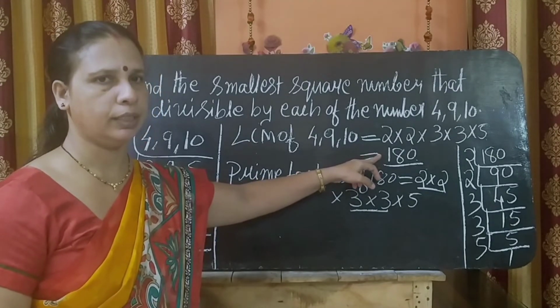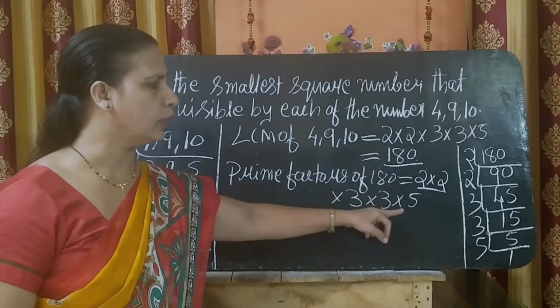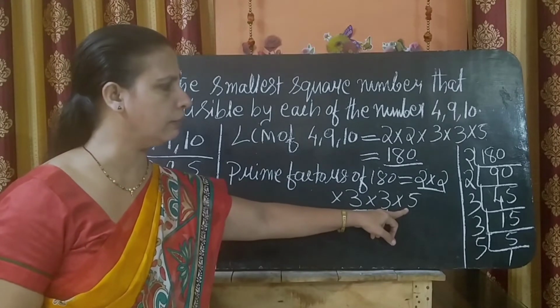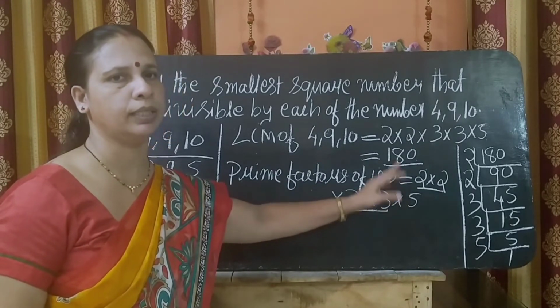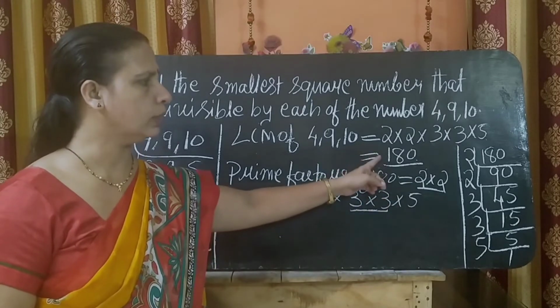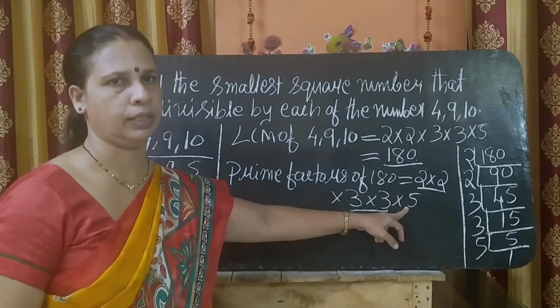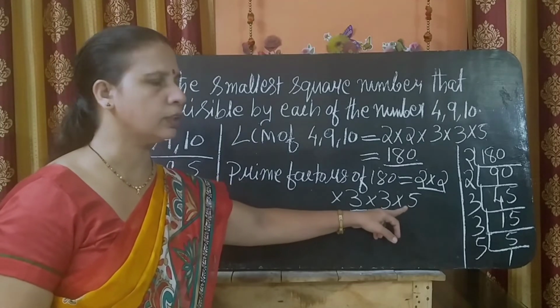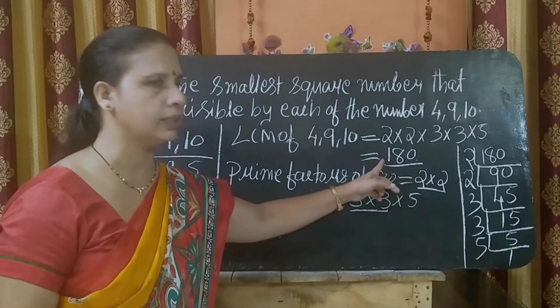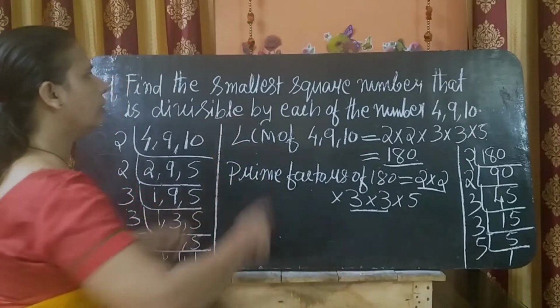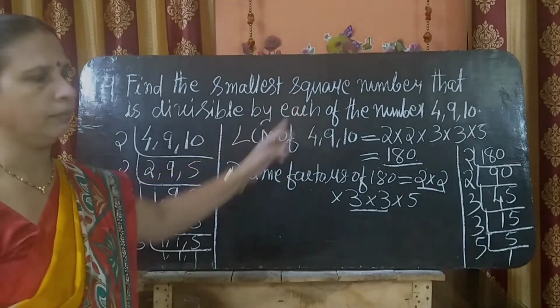We have to multiply the LCM with the number which is without pair. We have to multiply both these numbers, meaning the LCM and the smallest number. Here the smallest number means the without-pair number, and we have to multiply it with the LCM. Then we will get the smallest square number.